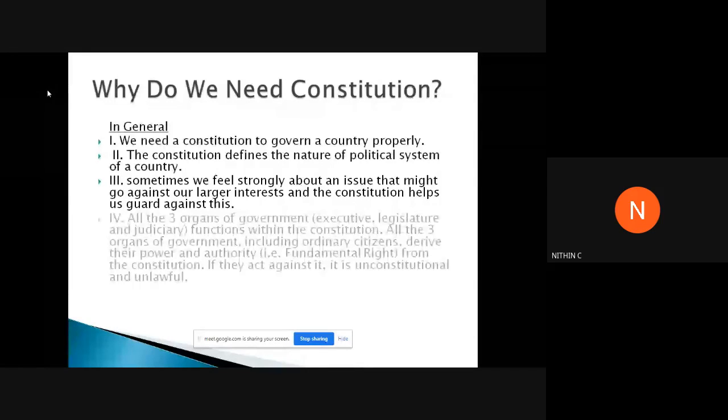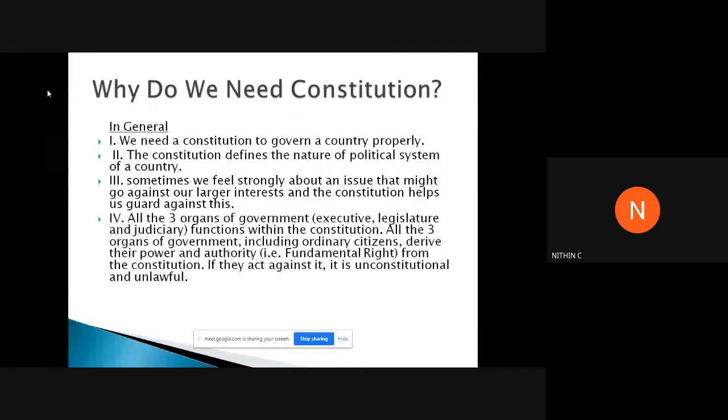All the 3 organs of government: executive, legislature, and judiciary. Remember these terms. Executive means the set of officers that we have. IAS officers, IPS officers, all those will come under the category of executive. Legislature means the members we elect, elected members in a group. And finally we have the judiciary. So these are the 3 main parts of government: the officers, the political leaders that we have elected, and finally the courts.